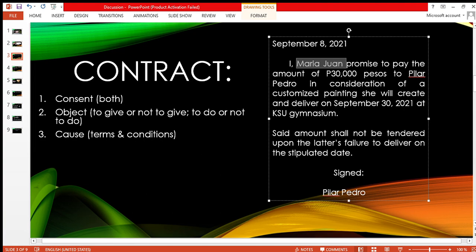Meaning to say that even if Maria Juan does not pay her promise of 30,000 pesos to Pilar, Pilar cannot enforce or force Maria Juan to perform her promise. Why? The absence of Maria Juan's signature in that particular contract is a presumption that Maria Juan did not agree to the terms and conditions of that contract. I hope you understand that.